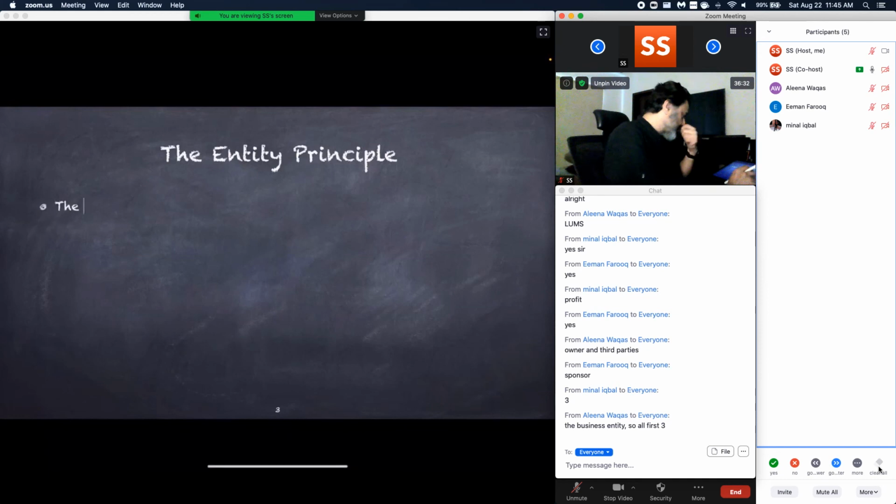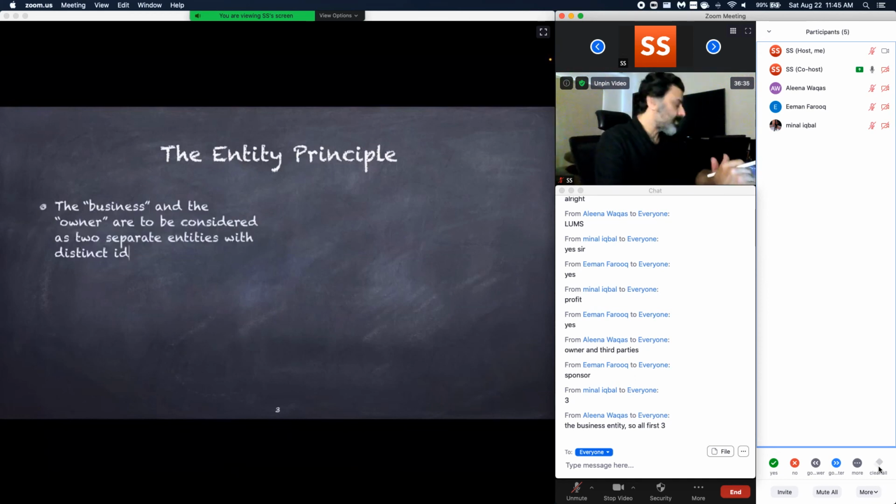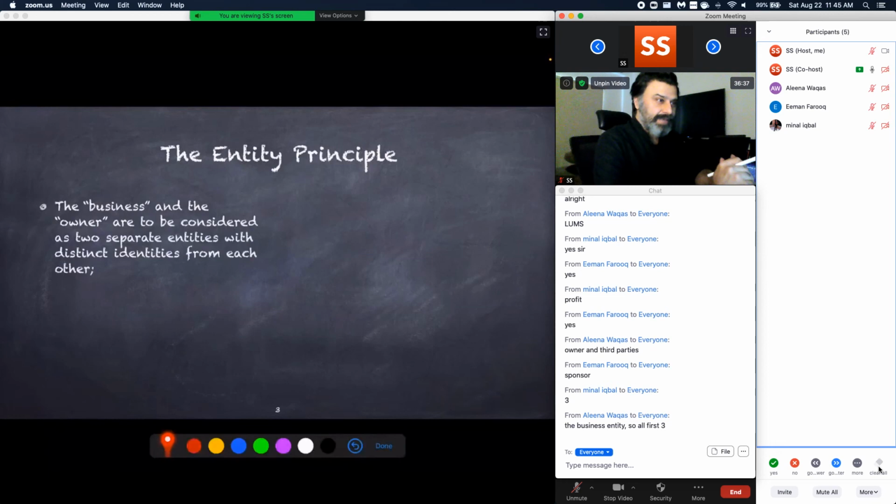So the first point is that the first thing that people generally make a mistake on is that they confuse business and owner as one entity. You're not supposed to take business and owner as the same thing. The first emphasis here for the entity principle is that the business and the owner are to be considered as 2 separate entities with distinct identities from each other. So you will not confuse business with sponsors or owners. You can see Alina's answer in the text box.